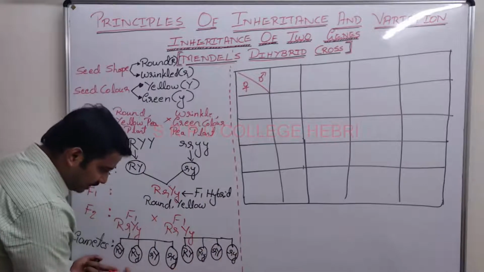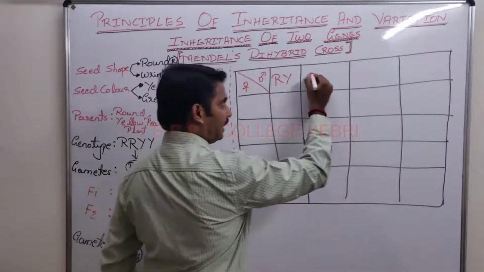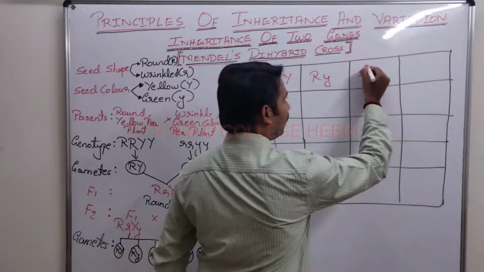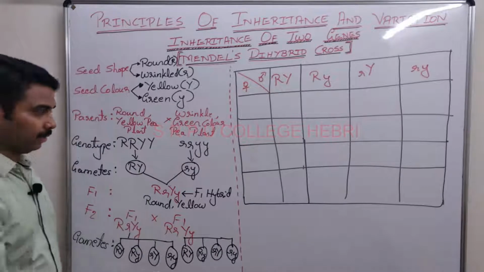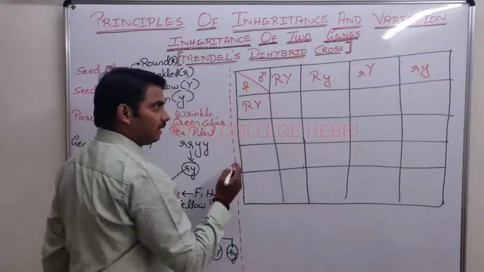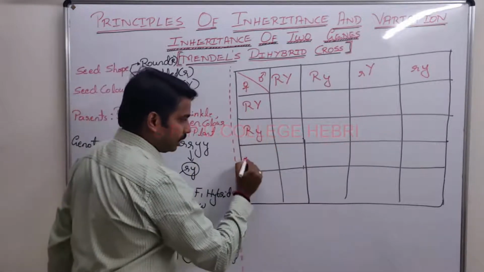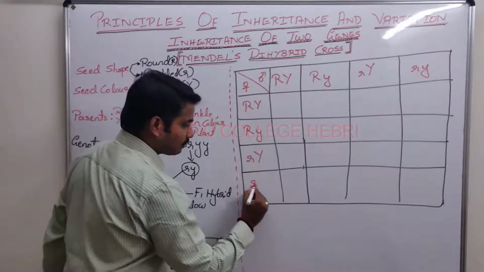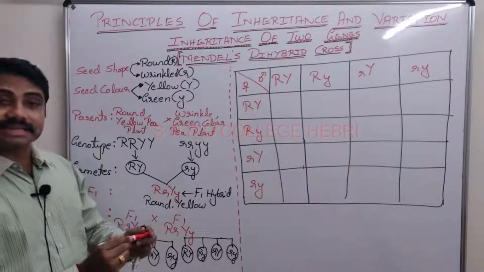Now consider these 4 as the male gamete. What are they? Capital R, capital Y, easy. Capital R, small y. Now small r, capital Y, small r, small y. Correct, no? Write down once again. Capital R, capital Y. Follow our order, don't change. Capital R, small y. Now small r, capital Y, small r, small y. Gametes are ready. Now let us see their combination.